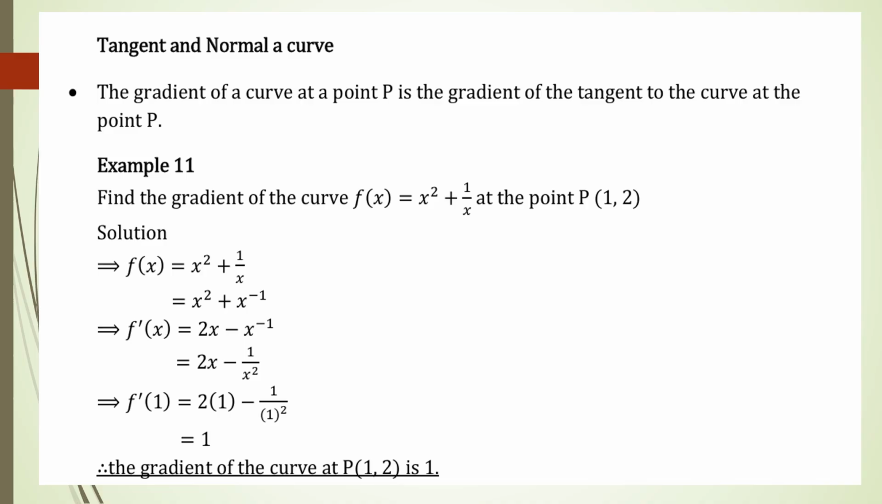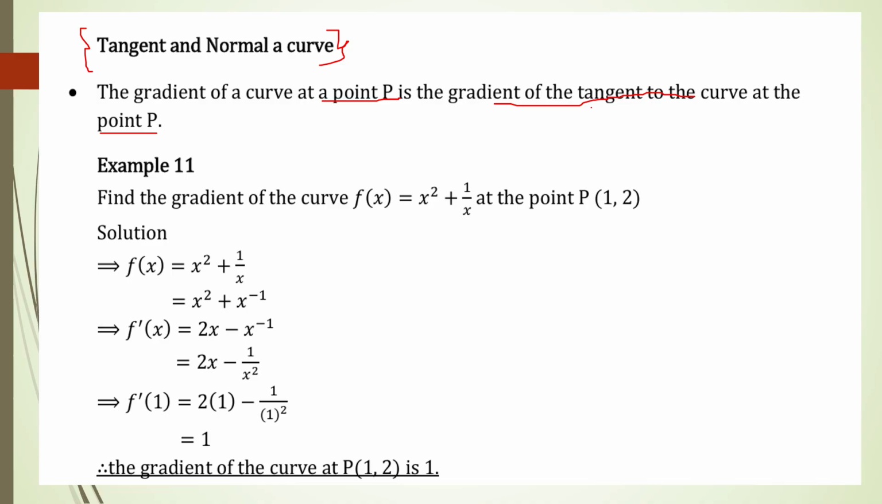So now let's proceed to tangents and normals in relation to differentiation. So you're going to first make a simple note that the gradient of a curve at any particular point P is going to be the same as the gradient of the tangent to that curve at any particular point, which is the same as P. Now let's look at that in examples.